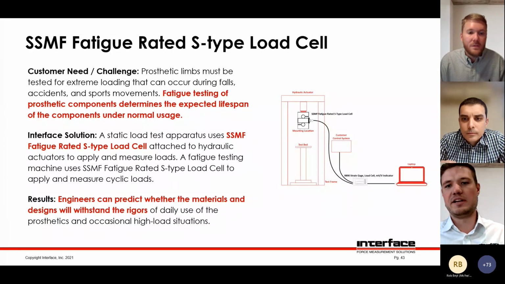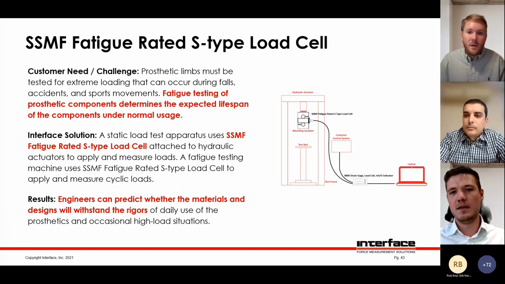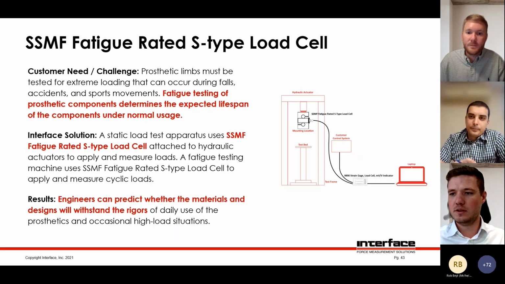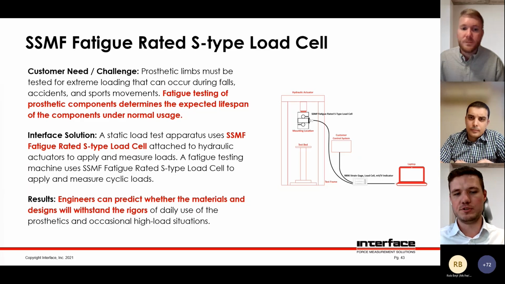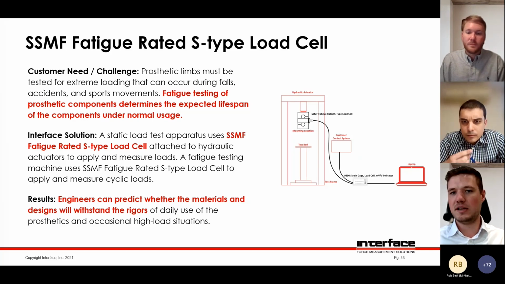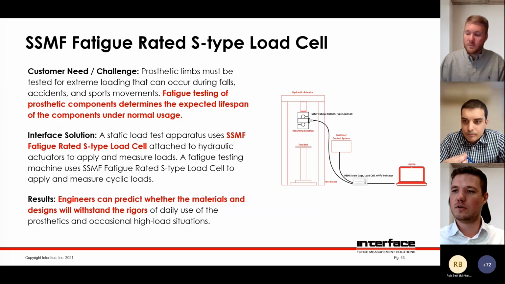This is a medical application where a customer wanted to fatigue test some prosthetic limbs. They also wanted to test them at high loads for a fall or some unexpected usage on the prosthetic. So we recommended an SSMF. The F stands for fatigue rated, and that allowed them to apply a high cycle load at low loads, and also measure higher loads at a shorter cycle time. So it was a great solution for them.